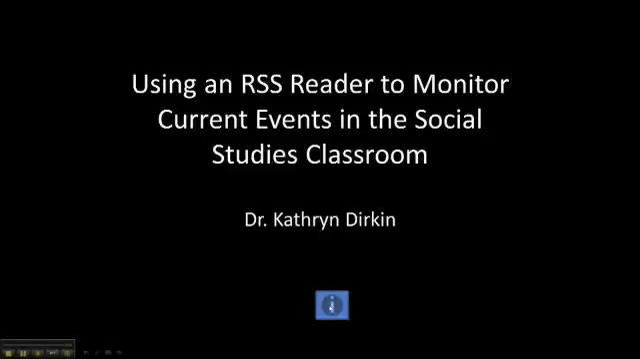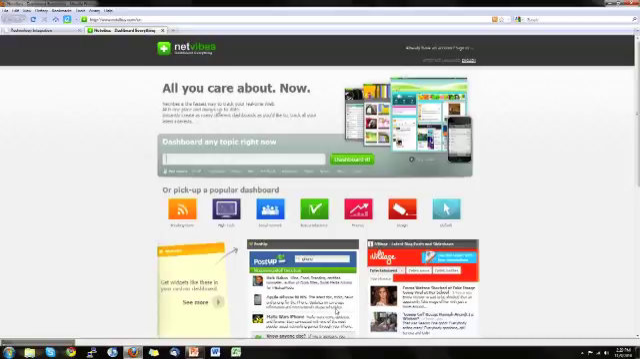In this short video, I'm going to show you how to use an RSS reader to monitor current events in the social studies classroom. Now, there are different types of readers you could use. I'm going to show you how to use NetVibes. You could also use Google Reader. What you want to do is to create an account.